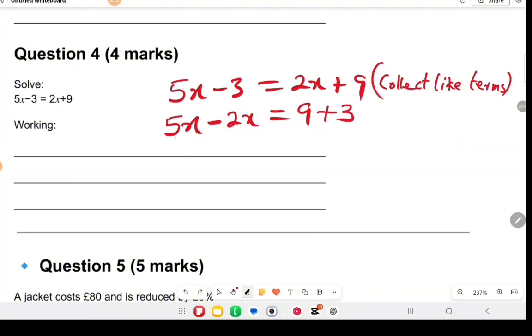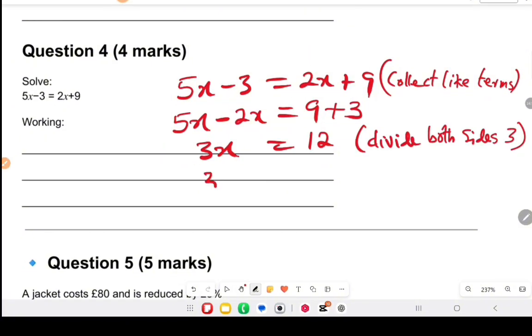Now we continue, this will give us 5 minus 2x gives us 3x equal to 9 plus 3 gives us 12. Now we divide both sides by the coefficient of x, which is 3, which will give us 3x all over 3 equals 12 all over 3. 3 cancel 3, left with x equal to 4 as the answer. If you want to check if your answer is correct, put 4 in place of x, which will give us 5 times 4 gives us 20. 20 minus 3 gives us 17.